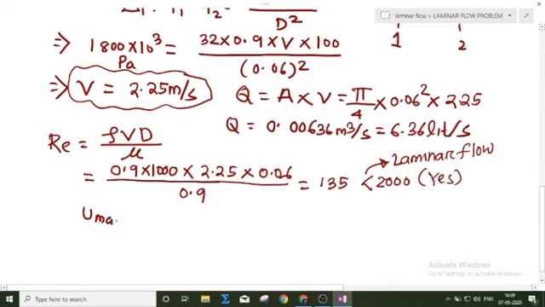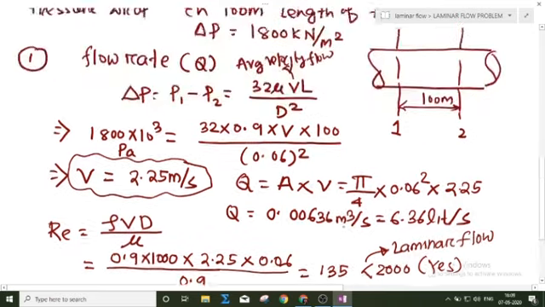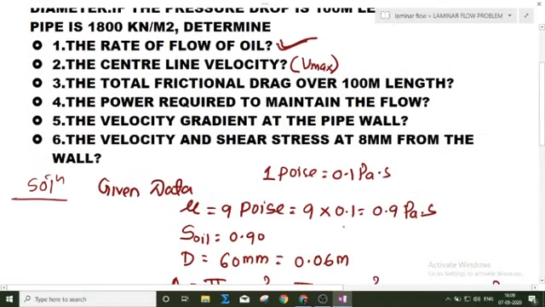What is maximum velocity? Maximum velocity in a pipeline will be equal to, as I derived yesterday, 2 times average velocity. So this is 2 into 2.25. How much is this coming? This is 4.5 meter per second. Okay, so now we found out the second part.